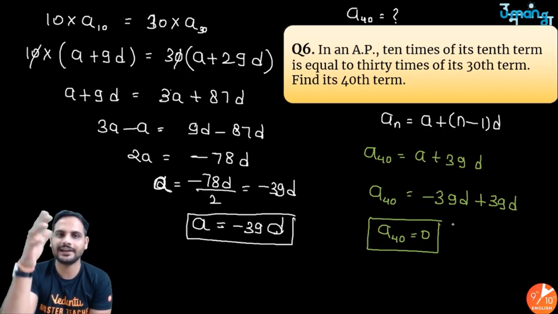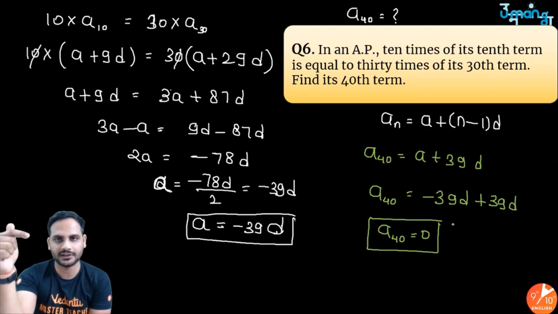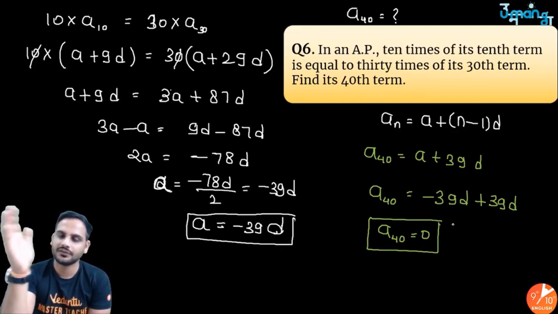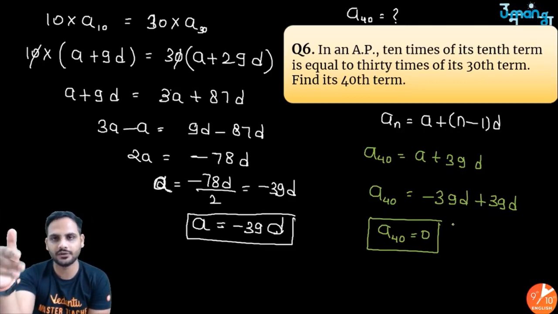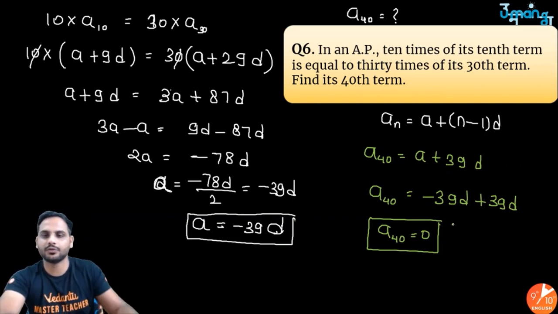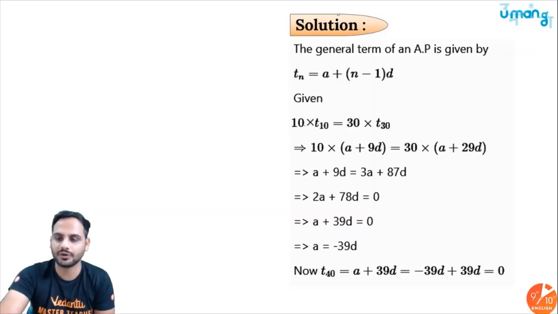So first, 10 times of the 10th term is equal to 30 times of the 30th term. We solved it, we got A is equal to minus 39D, and when I wanted to find out the 40th term, A is minus 39D plus N minus 1, so 40 minus 1 into D is 39D. So minus 39D plus 39D is 0. So the 40th term of this AP will be equal to 0. So this was a very good question, a very important question. Just solve and practice these kinds of questions more. Okay.